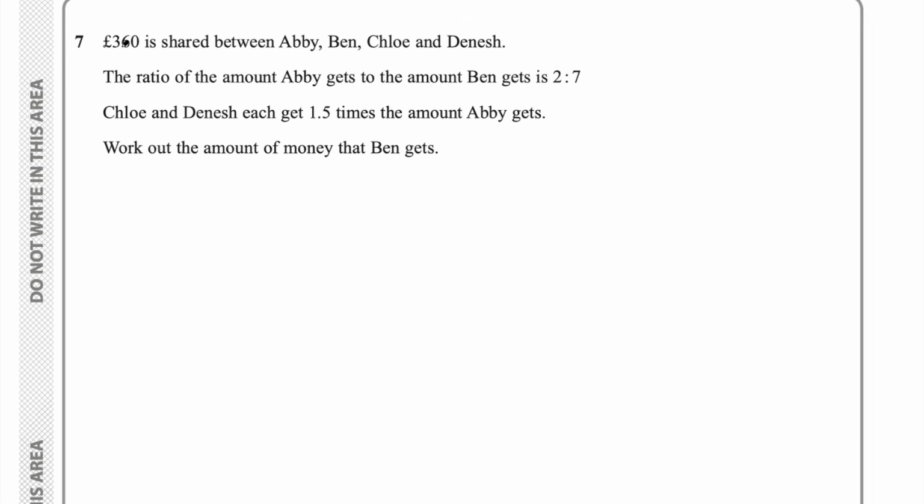Question 7 says 360 pounds is shared between Abby, Ben, Chloe, and Dinesh. The ratio of the amount Abby gets to the amount Ben gets is 2 to 7. Chloe and Dinesh each get 1.5 times the amount Abby gets. Work out the amount of money that Ben gets.